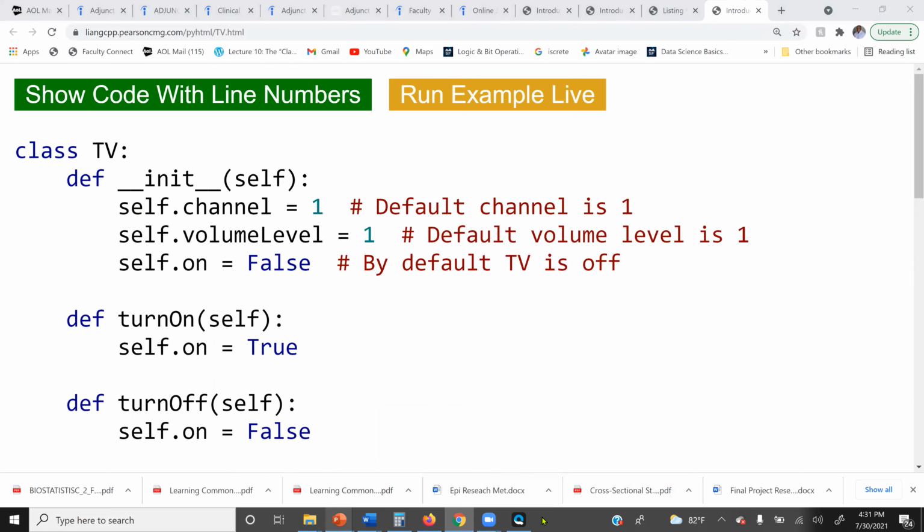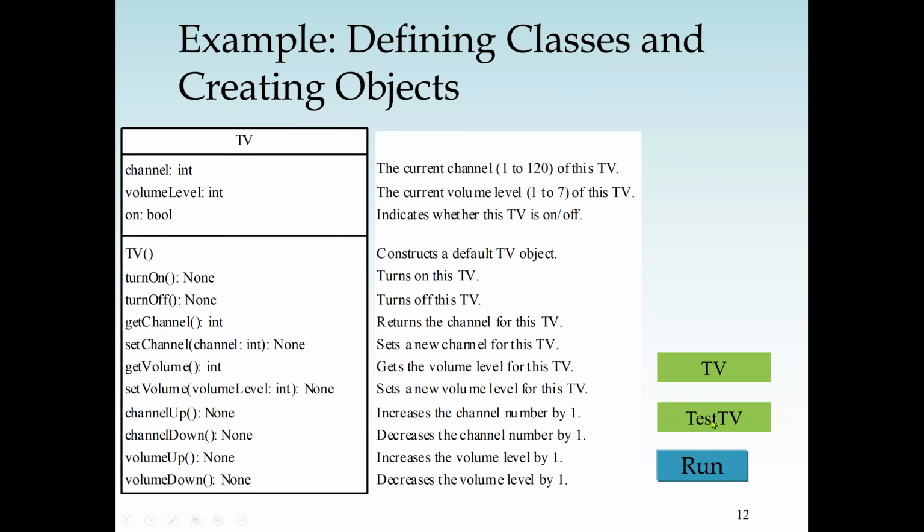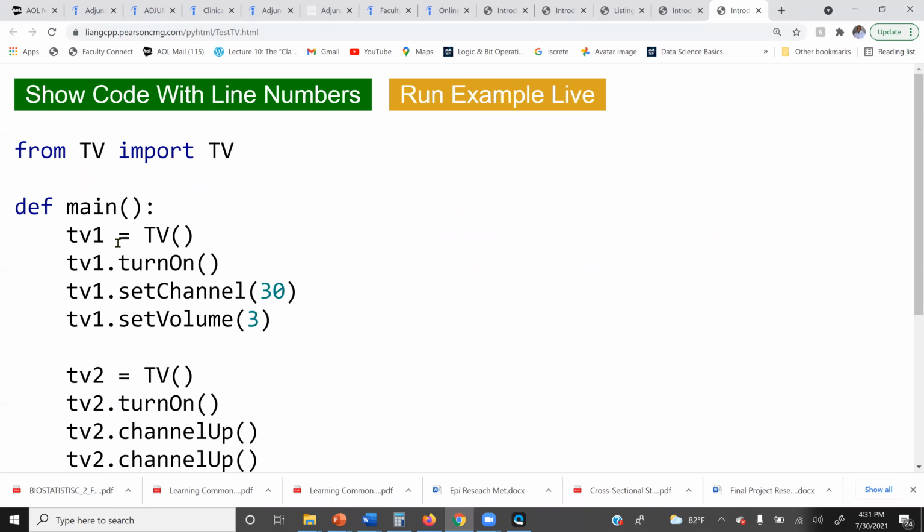Now in the next section, we are going to test the TV class. So here in the main method, we have object TV1. We create the TV1 object by using the TV template class. Then we set the TV1 on. We set the channel to 30. We set the volume to 3.